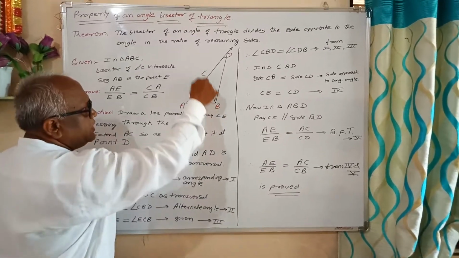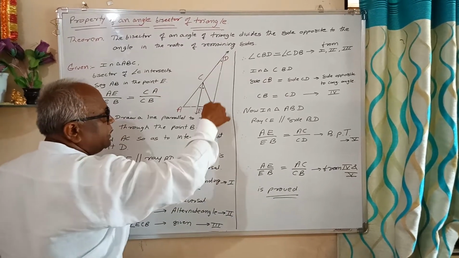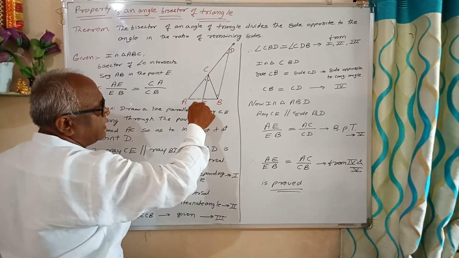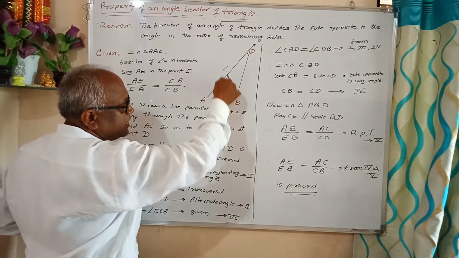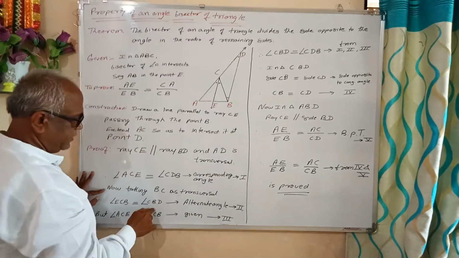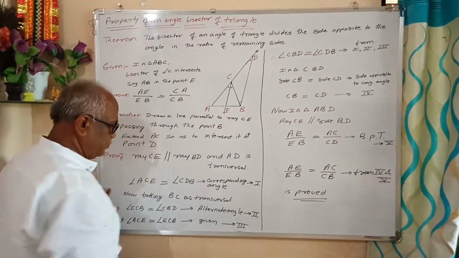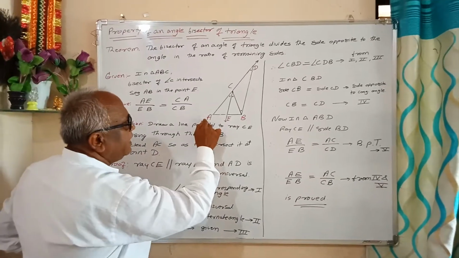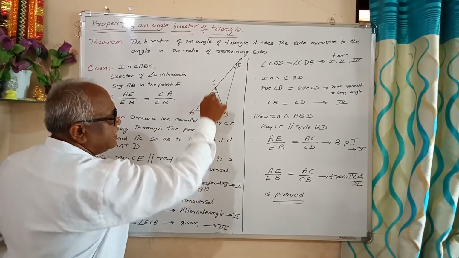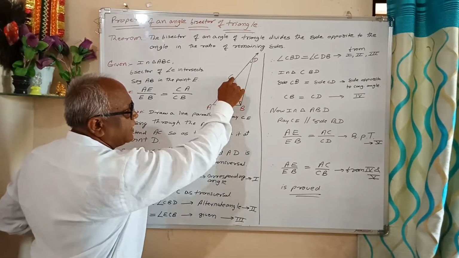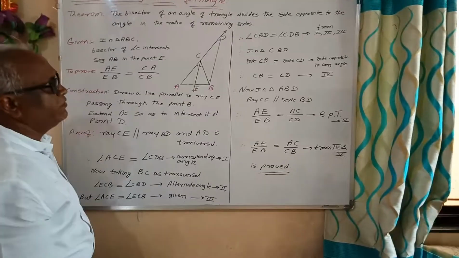Now taking BC as a transversal, the same rays CE and BD are parallel. At that time, angle ECB is congruent to angle CBD. That is alternate angles. This is equation number 2. But angle ACE is equal to angle BCE, as ray CE is an angle bisector. This is equation number 3.